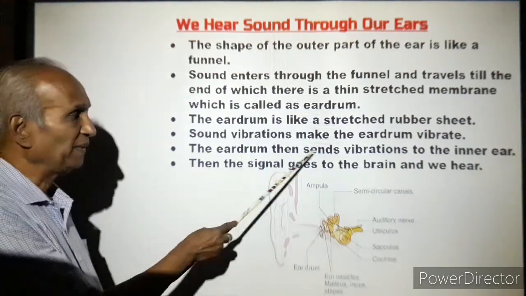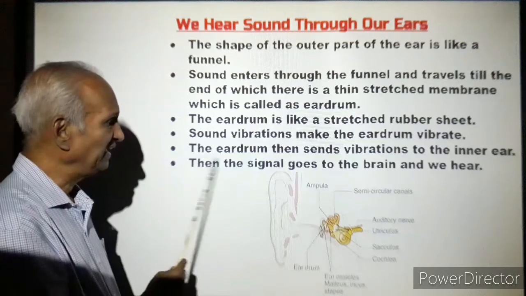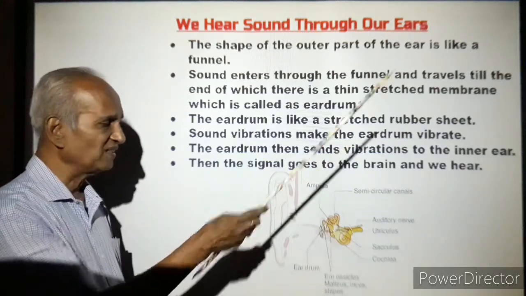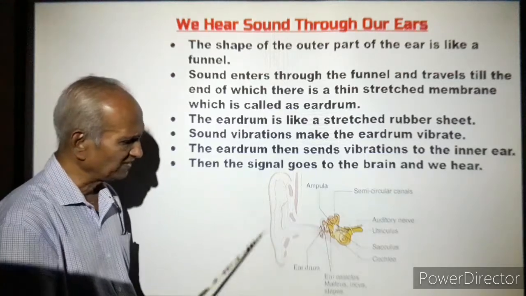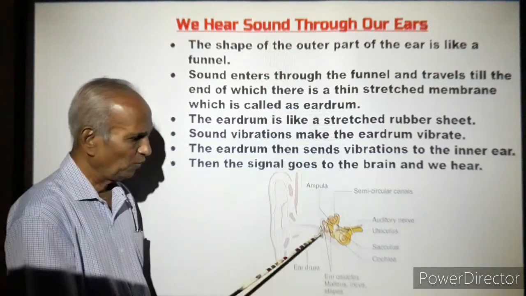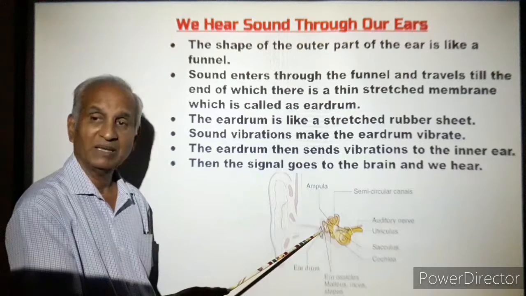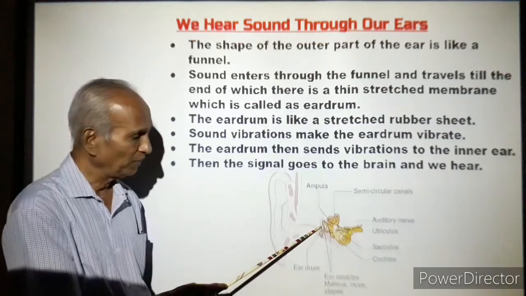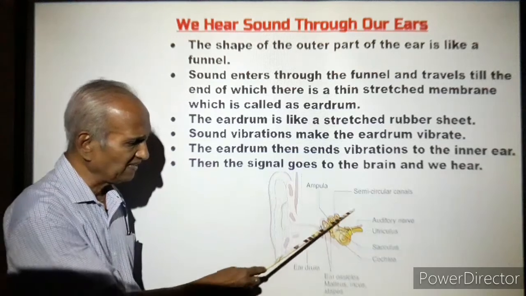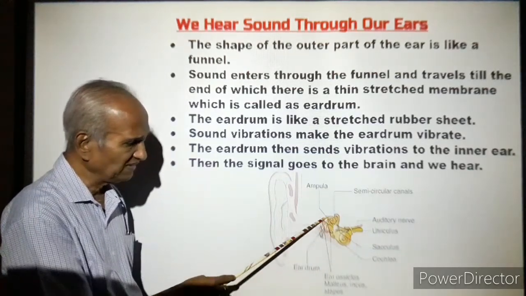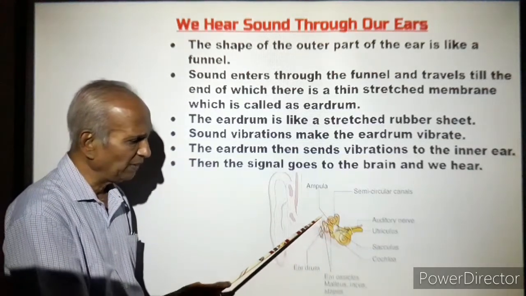Sound vibrations make the eardrum vibrate. The eardrum then sends vibrations to the inner ear. See, this part is called the outer ear. Once you reach the eardrum, the middle ear starts. From this eardrum to the inner ear. This part is the inner ear. This is the middle ear. What do you have in the middle ear?